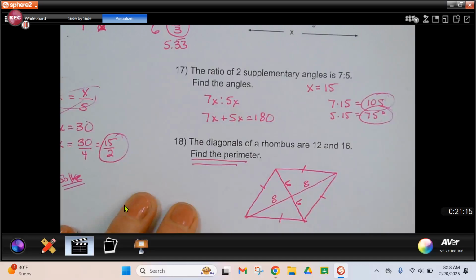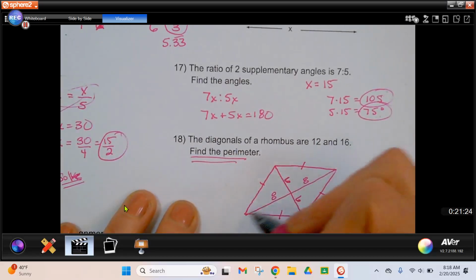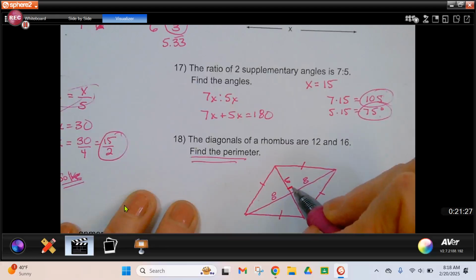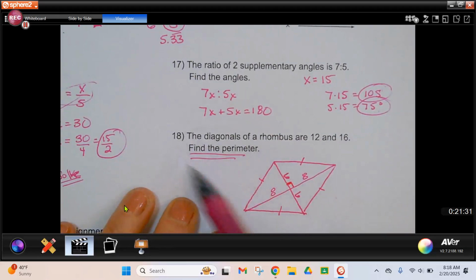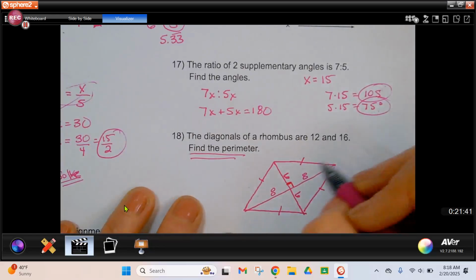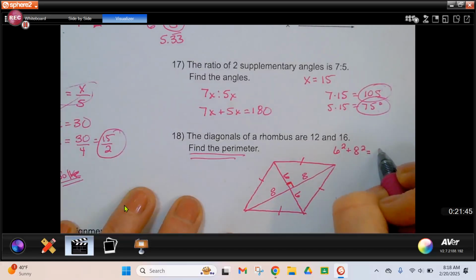And now I have all the diagonal pieces. This one's 12, this one's 16, but they're cut in half. And we know all the sides are the same length, and we also know that these diagonals meet at a 90-degree angle. So if I want to find the perimeter, I need to find the length of the side, and then they're all going to be the same, and I add them all up together. How do I find the length of the side? Well, I'm going to use the Pythagorean theorem. 6 squared plus 8 squared equals, let's call it c squared.